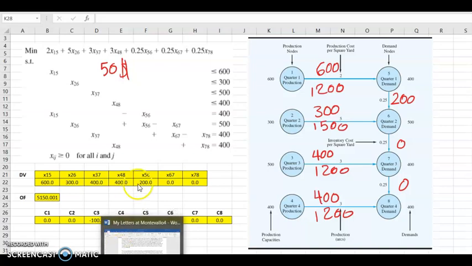And this production and inventory problem is done. Good luck.